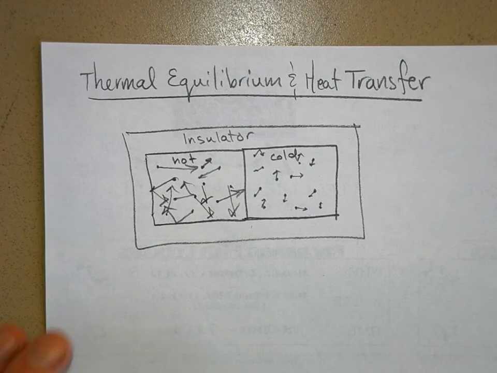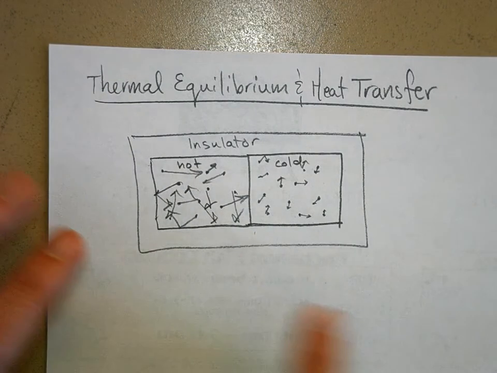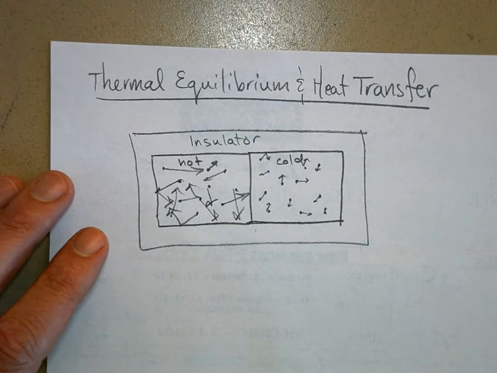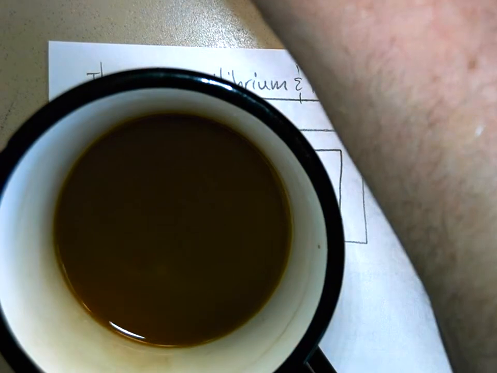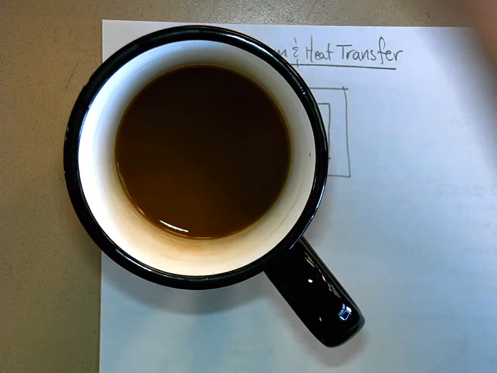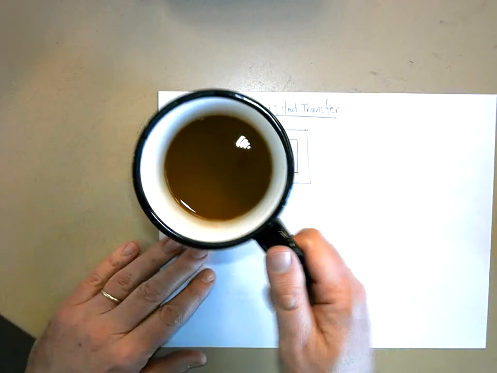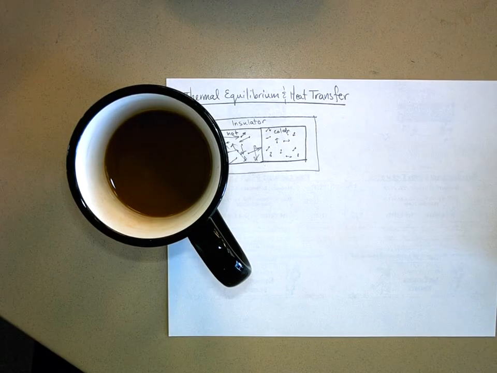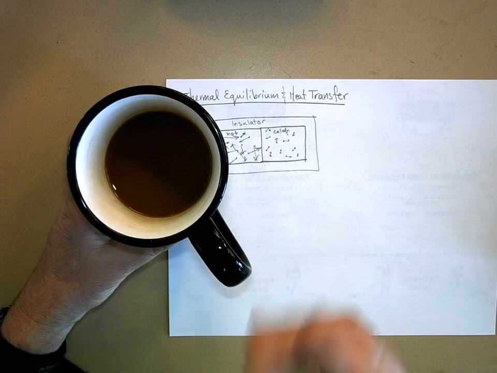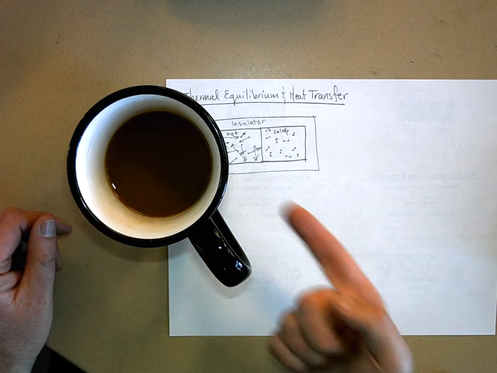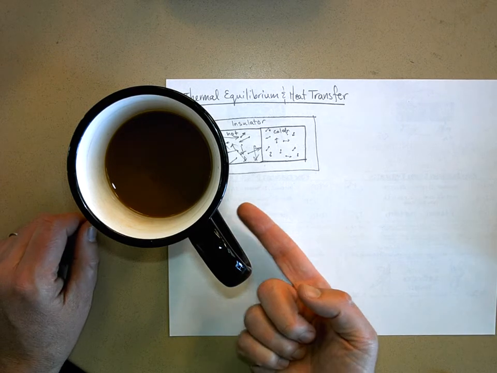Now, here's an example of this. Same situation, except it's not insulated. This is my coffee. Whoa, that's big coffee. Let's raise this up and zoom out. So here's my cup of coffee. It's still pretty hot, but what's going to happen to the temperature of my coffee if I don't drink it soon enough?